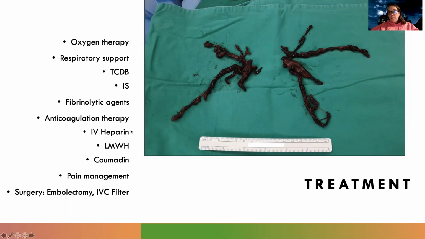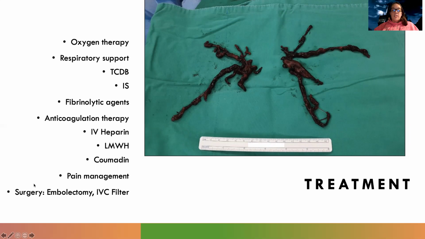They'll get IV heparin or low molecular weight heparin. And a lot of times they're going to be sent home on Coumadin. Like my friend that had the pulmonary embolism, she was on Coumadin, I think, for 6 months after her pulmonary embolism. We're also going to do pain management because this is uncomfortable and they can't breathe. They may have some anxiety.